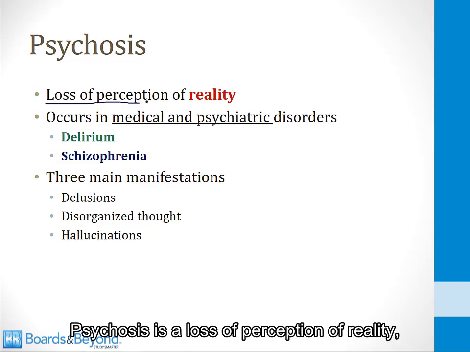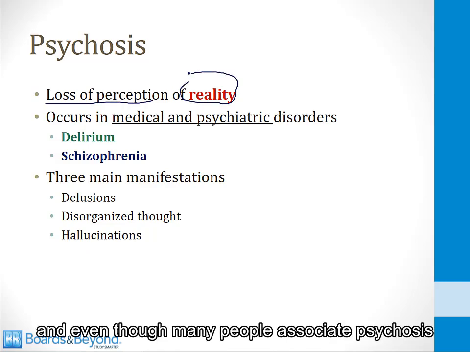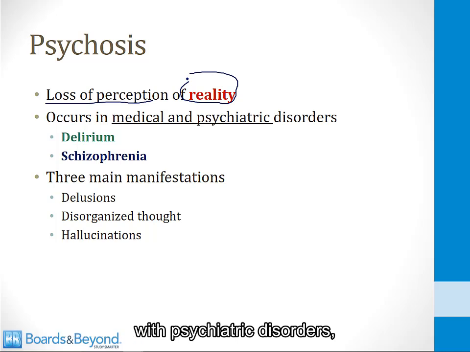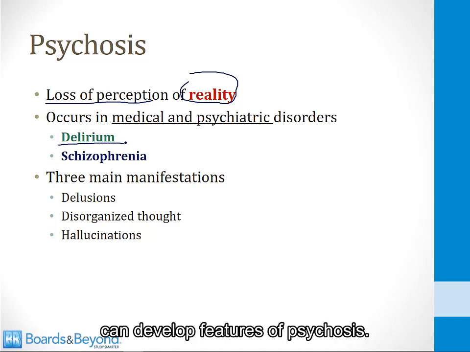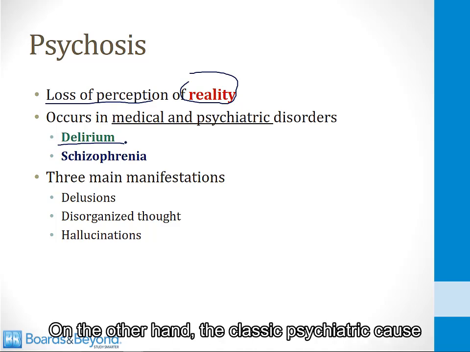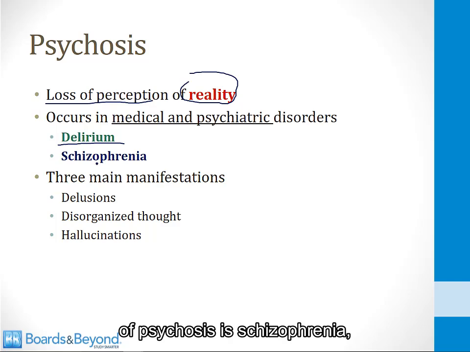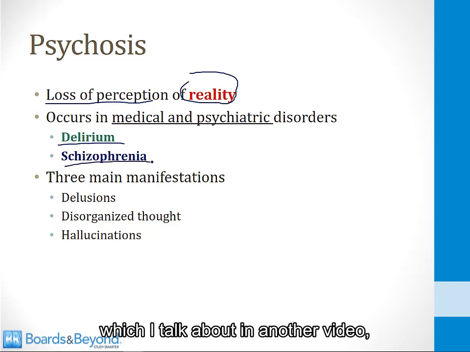Psychosis is a loss of perception of reality, and even though many people associate psychosis with psychiatric disorders, it can also be seen in medical disorders. So for example, patients who have a medical condition and become delirious can develop features of psychosis. On the other hand, the classic psychiatric cause of psychosis is schizophrenia, which I talk about in another video.